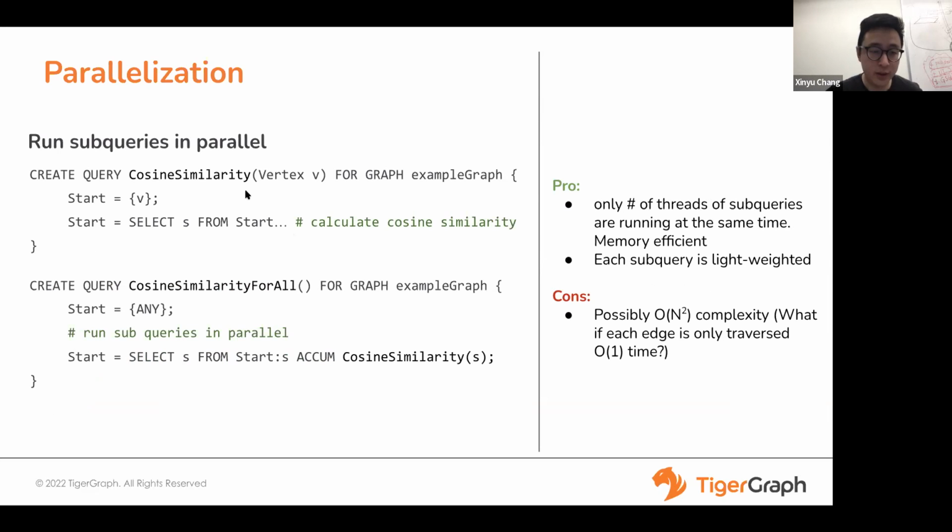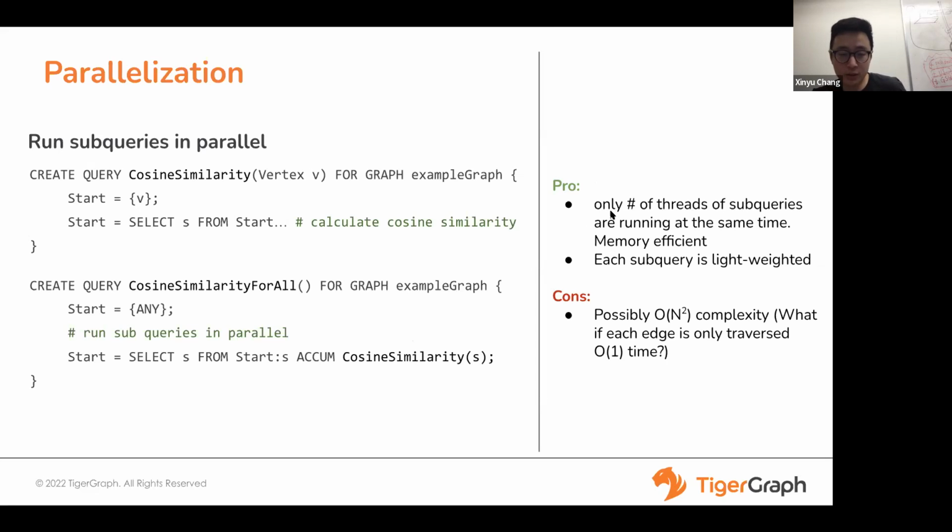Okay, so other than that, we also have other ways of writing the query. For example, we can write a query to calculate the cosine similarity of a vertex as a subquery, right? It takes a vertex as an input and does all the job inside this single query. And then we can call that subquery from the ACCUM clause, right? So this way, the subquery is executed from the ACCUM clause. That means we will run this subquery in parallel, right? Of course, this approach does utilize the system resources a lot, right? So the performance can be good, but there are pros and cons, right?